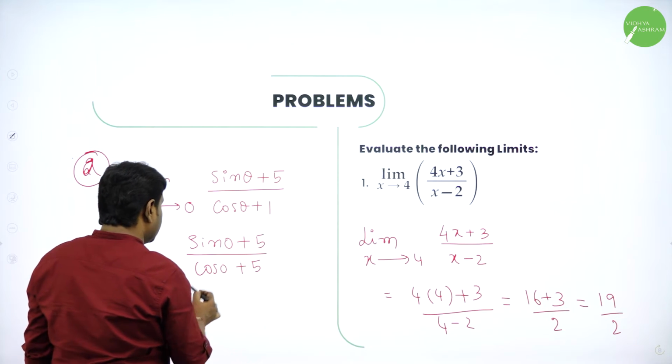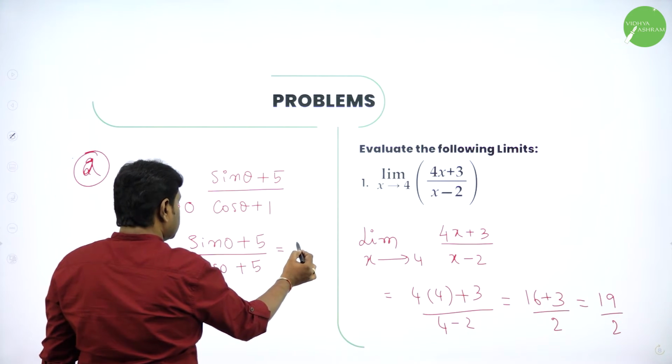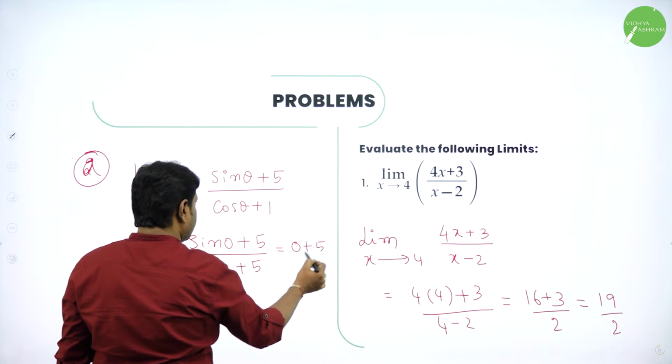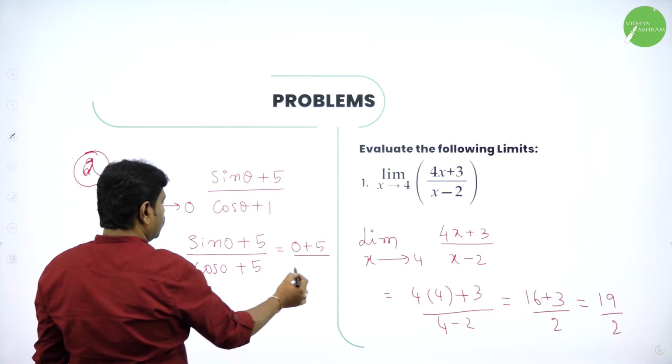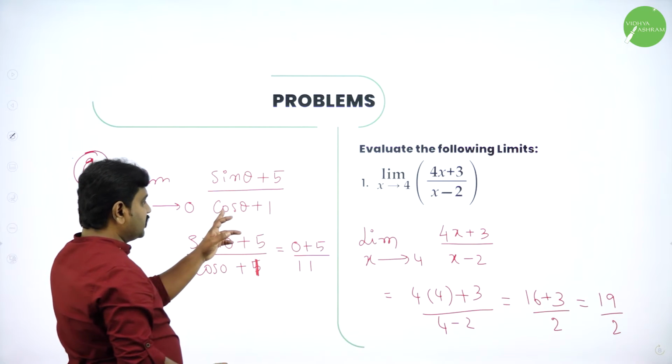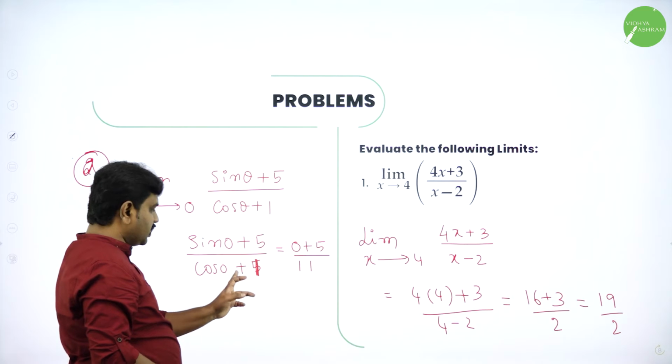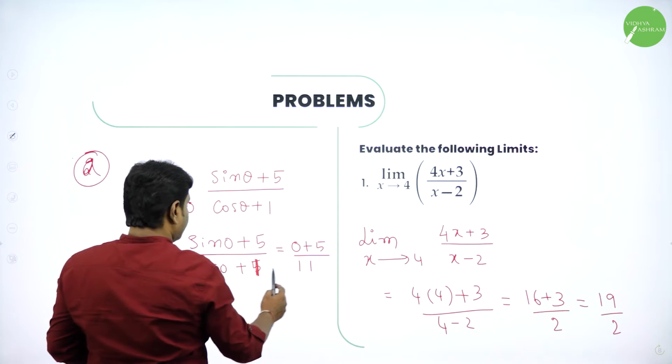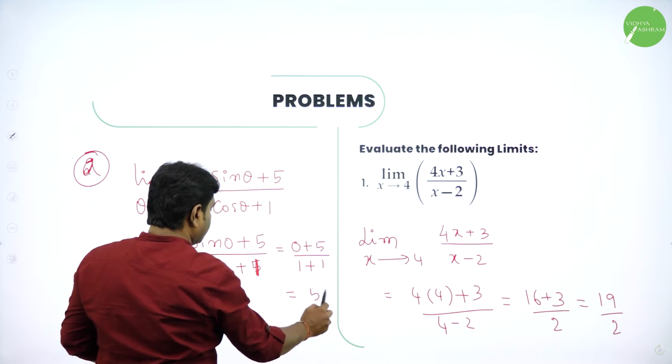What is sin 0 degrees? Sin 0 degrees is 0, plus 5, divided by cos 0 degrees, which is what? Cos theta plus 1 is there, plus 1 is there. You put plus 1 only. So in the place of theta I put 0 and plus 1 is there. I am putting plus 1 as it is. So now 1 plus 1. So it will become 5 divided by 2.